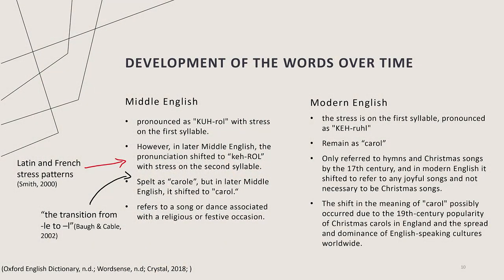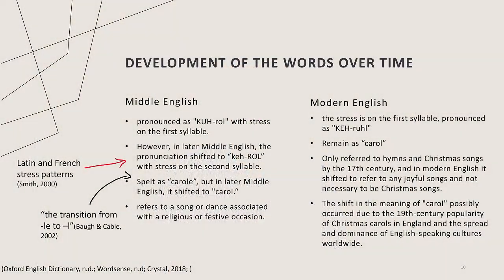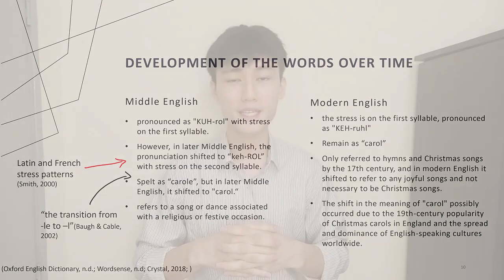In Middle English, carol referred to a song or dance associated with religious or festive occasions. By the 17th century, carol only referred to hymns and Christmas songs. On the other hand, in Modern English, carol is mostly linked with Christmas songs, but it can also refer to any joyous and festive songs. Moreover, the word can also indicate a song that's sung in a group in a circle.